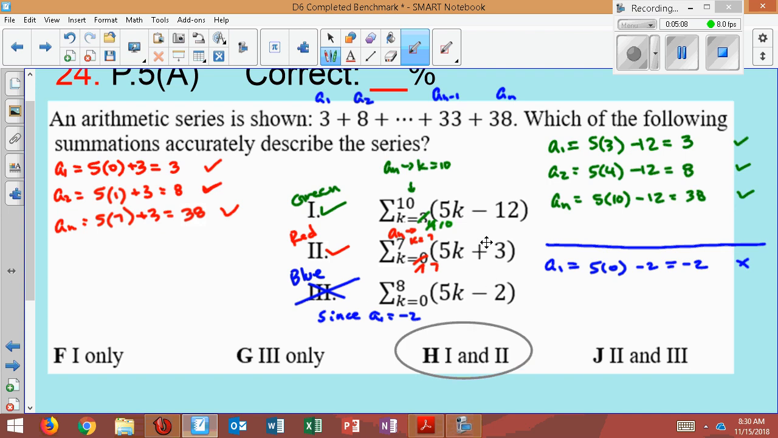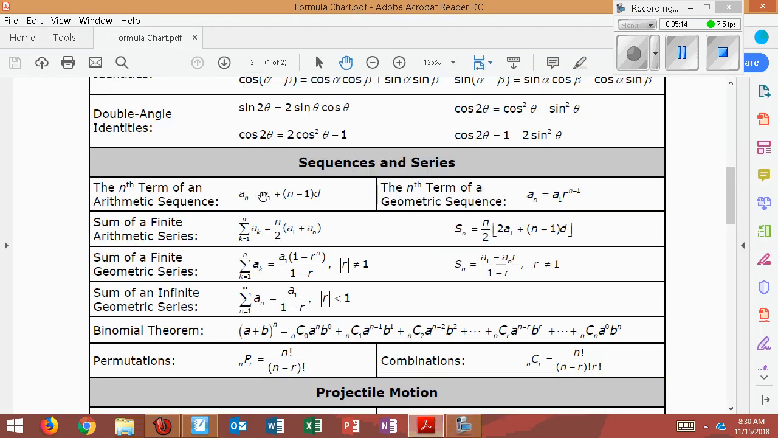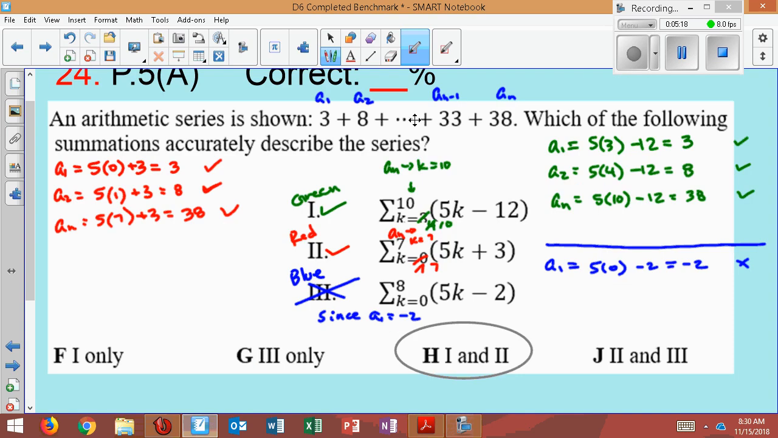And that's how you can do this problem. Like I said, there's another way of doing it. You could have just found the formula from the formula chart. And since it's arithmetic, use this formula with sigma notation, figure out what the sum of this series is, and look for a series that has the same sum, and then make sure the first term matches up. That would have worked, but either way, I think the easiest way is to plug in 3 terms from each and go from there.